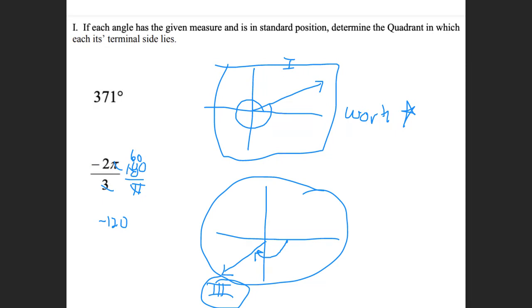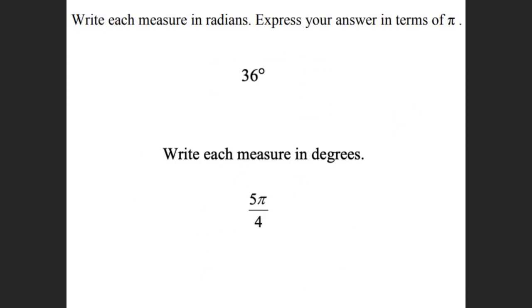All right, problem number 2. It says write each measure in radians. Express your answer as pi, and then write each measure. So you just have to convert from degrees to radians or radians to degrees. So if I had 36, I'm just going to multiply this by pi over 180. Here I'm going to multiply by 180 over pi. That's all you're going to do. That's it. That's problem number 2 on this week's assessment.